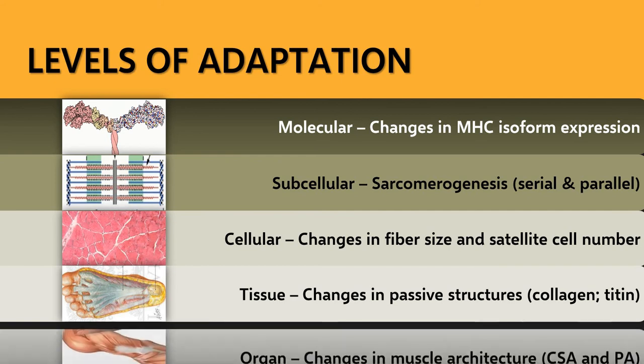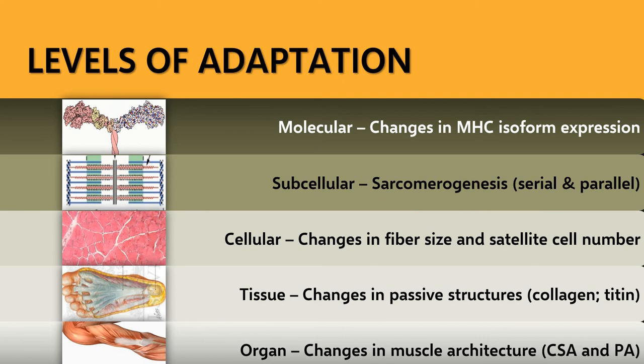And finally, we will see changes in the overall architecture of the muscle. This might be an increase in cross-sectional area, for example. If you were to chop the muscle in half and look at its area pre and post exercise, not the nicest thing to do, but you would see a change.